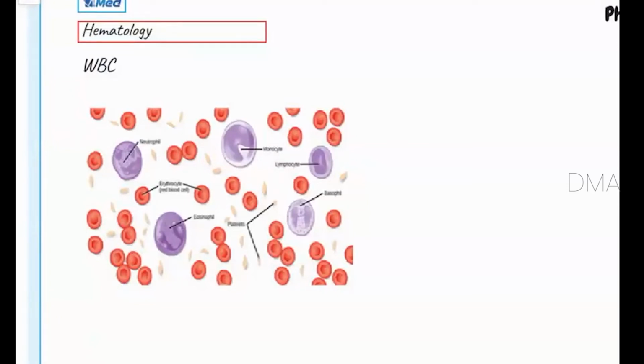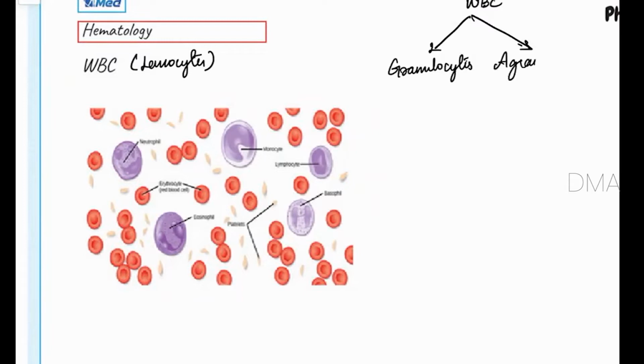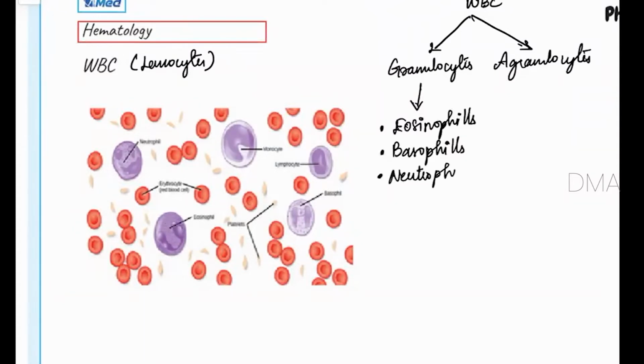White blood cells, which are also called leukocytes, are basically classified into granulocytes and agranulocytes. Granulocytes include eosinophils, basophils, and neutrophils.